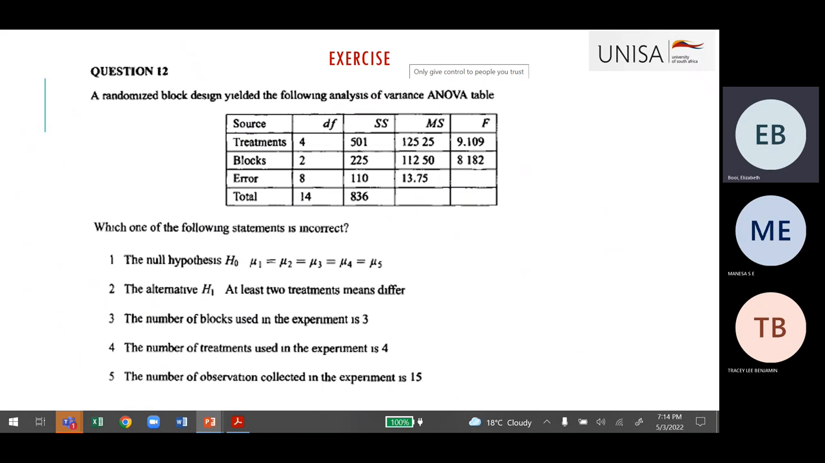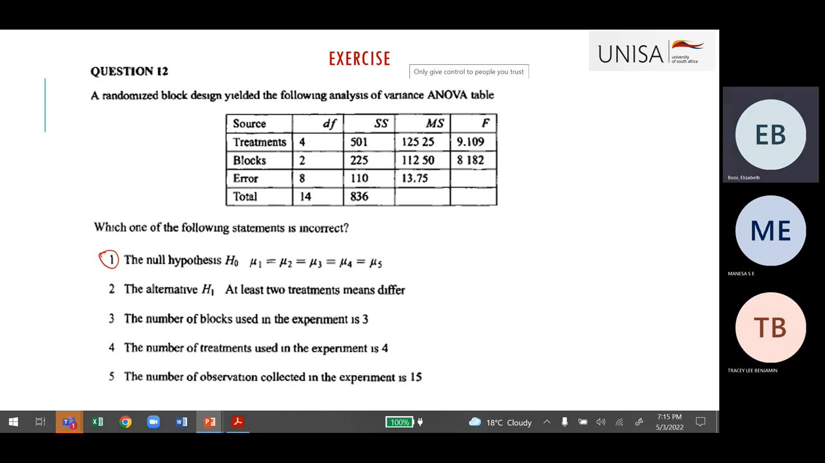So looking at this question, question number 12, it says, given the information in the table, which one of the following statements is incorrect? Number one, is that true or false? Based on what we know about stating hypothesis testing for ANOVA, is that statement correct or incorrect? The statement is correct. Always remember that when you do ANOVA, the null hypothesis will state that all population means are equal. Okay.